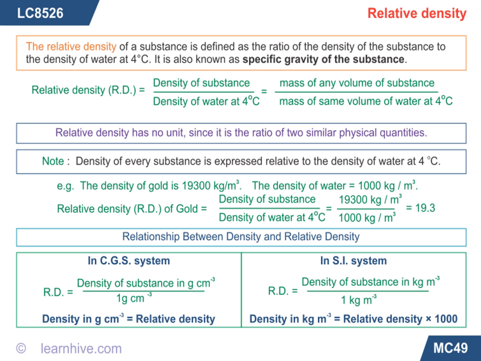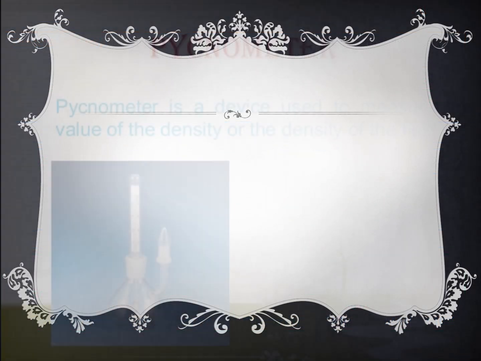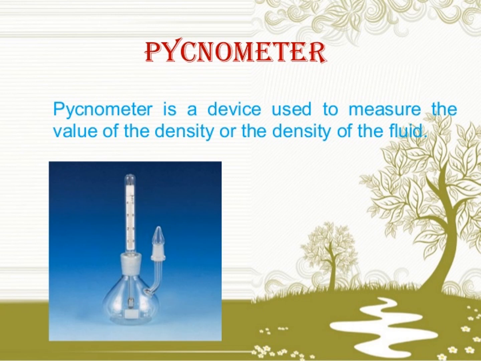Thus, the ratio of mass of a given volume of substance to the mass of equal volume of water at 4 degrees Celsius denotes relative density. Now we will see the measurement of relative density. How do you measure the relative density?